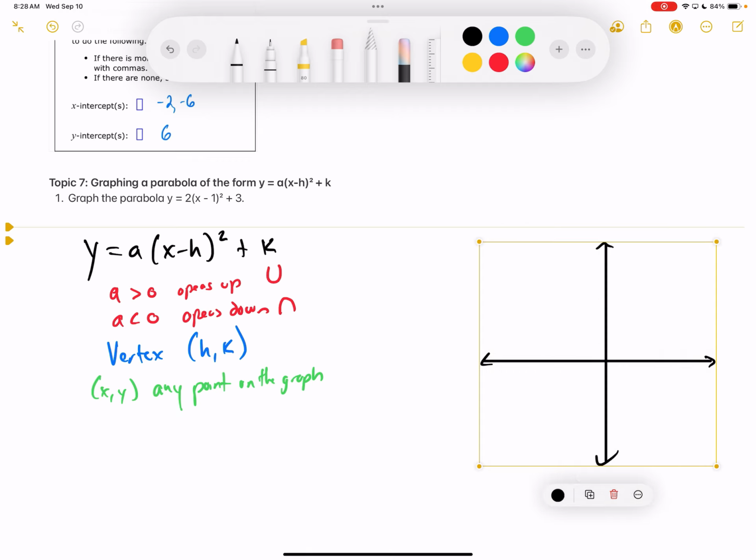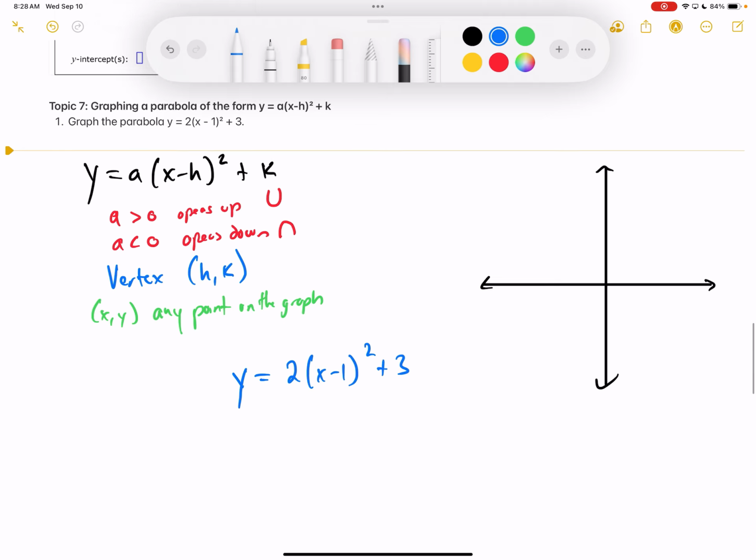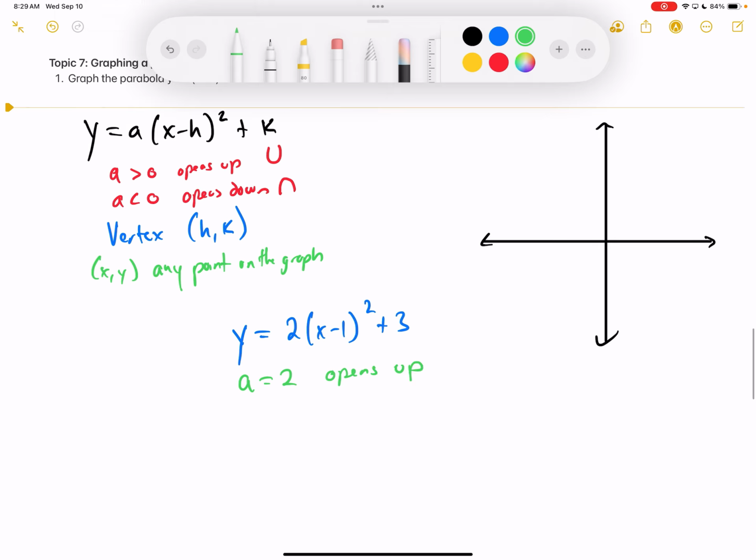Okay, so when we do this one, I'm going to rewrite it real quick. Y equals 2 times (x minus 1) squared plus 3. So on this one, my a is 2. So that's positive, so it's going to open up. My vertex is 1, 3, okay? So that is what I mean by you do the opposite. It looks like negative 1, but the formula has a negative to start, so we just do 1. So you always do the opposite. When you're looking on the inside, you always do the opposite of what it says.